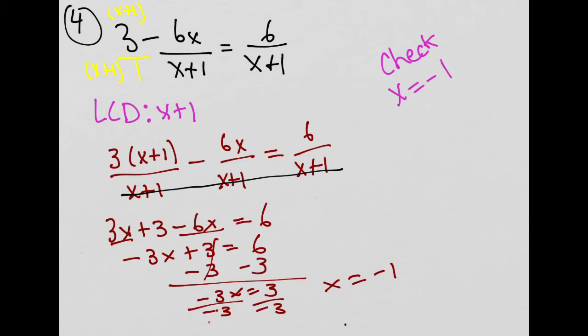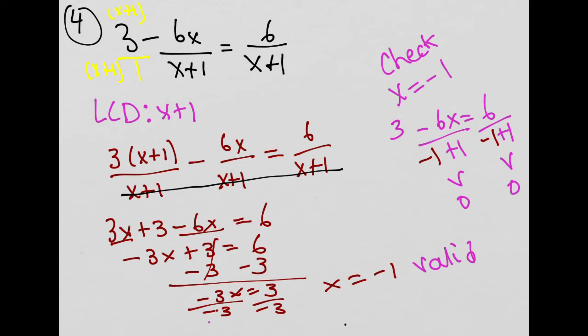If I substitute negative 1 in the denominator, would it equal 0? Let's see. Would the denominator equal 0? So I'm going to substitute negative 1. I do believe this is going to be 0. So negative 1 is your answer, but it's not a valid answer, because it will turn the denominator equal to 0. So that's something that you have to always check, especially when you have things like this.